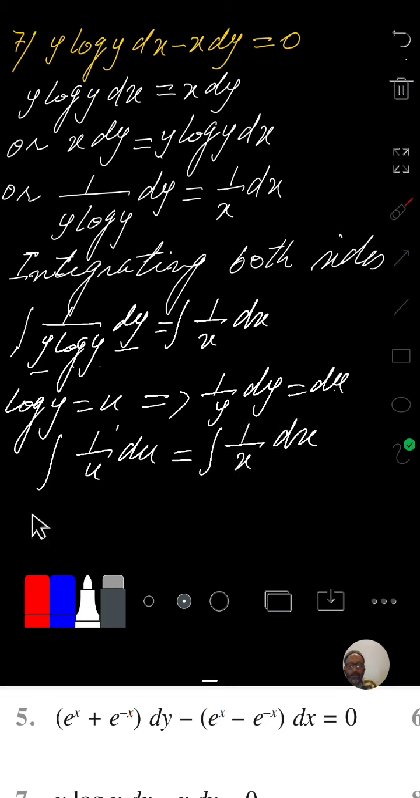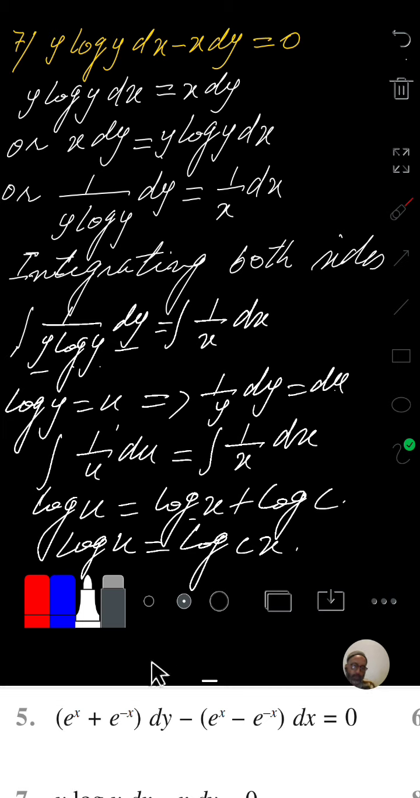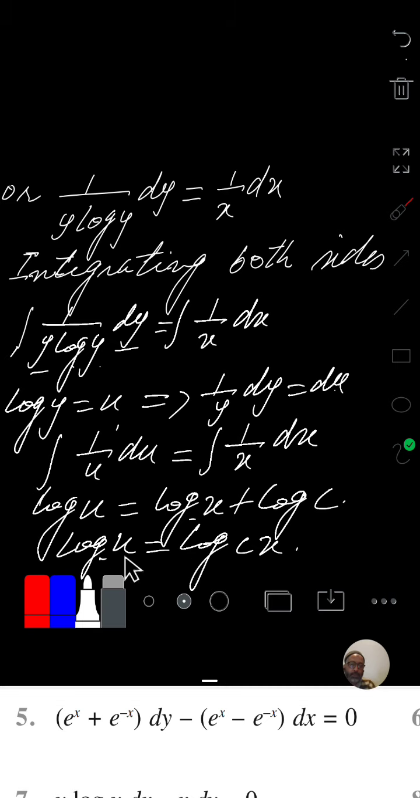Integrating, we get log u is equal to log x plus log c, because all the terms are coming in the format of log, so the constant of integration should also be taken in the same format. Log u is equal to log x plus log c may be written as log cx by the property of logarithm. Now proceeding from this step, log u is equal to log cx. On both sides log may be eliminated and we may write it as u is equal to cx.